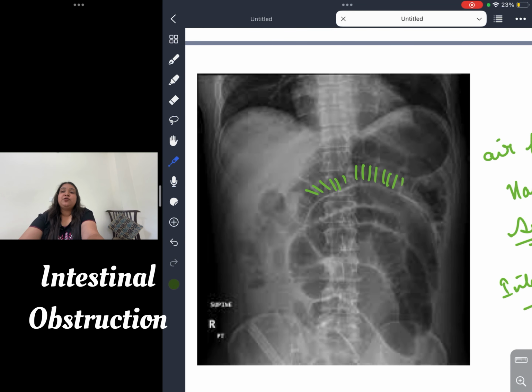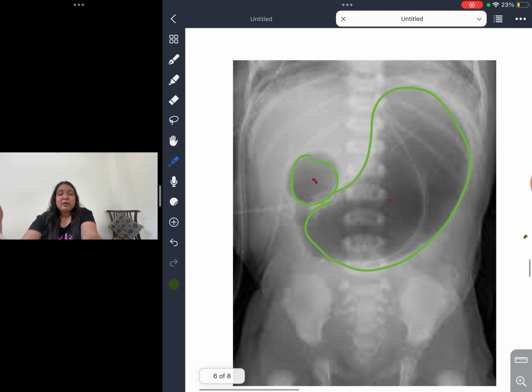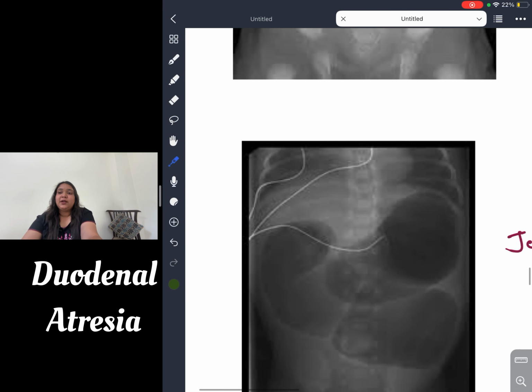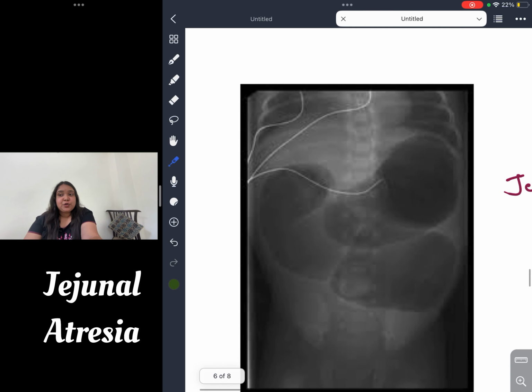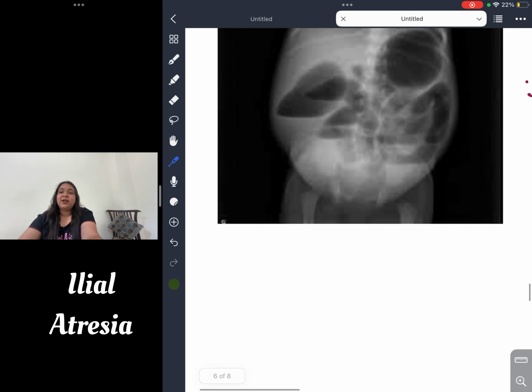Intestinal obstruction, you can see these haustra over here. This is taken in a supine position. You can find air fluid levels over here. Double bubble sign, duodenal atresia. Triple bubble sign, jejunal atresia. Multiple bubble sign, ileal atresia.